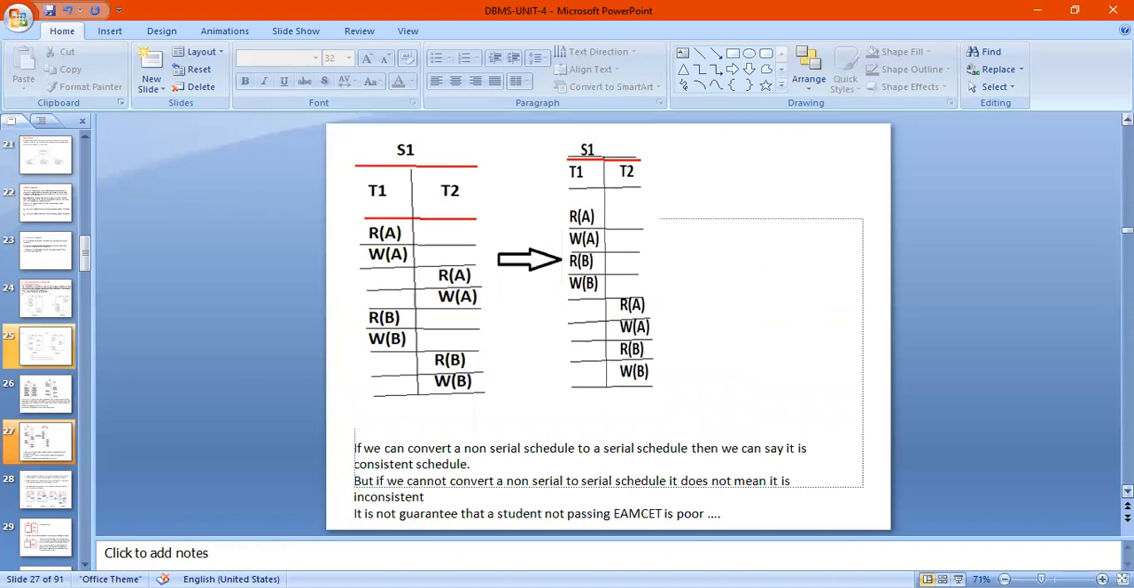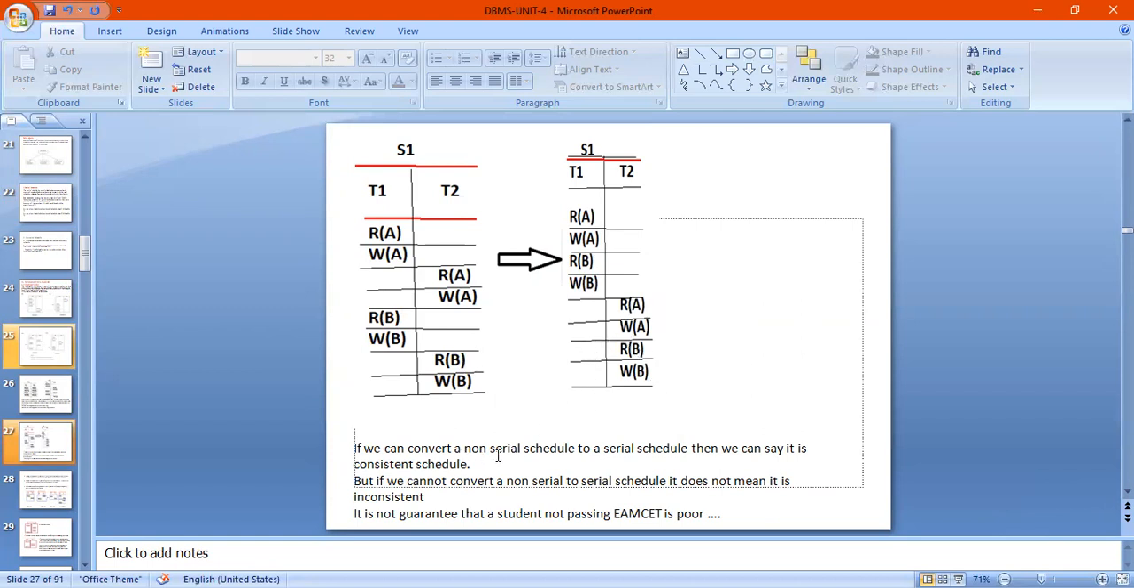So state 1 can be defined as follows. Read A, write A. Next, in transaction T2, read A, write A. Read B, write B. In transaction T2, read B and write B. So this can be converted to read A, write A, read B, write B. After this context switching, read A, write A, read B, write B in this state of T2.